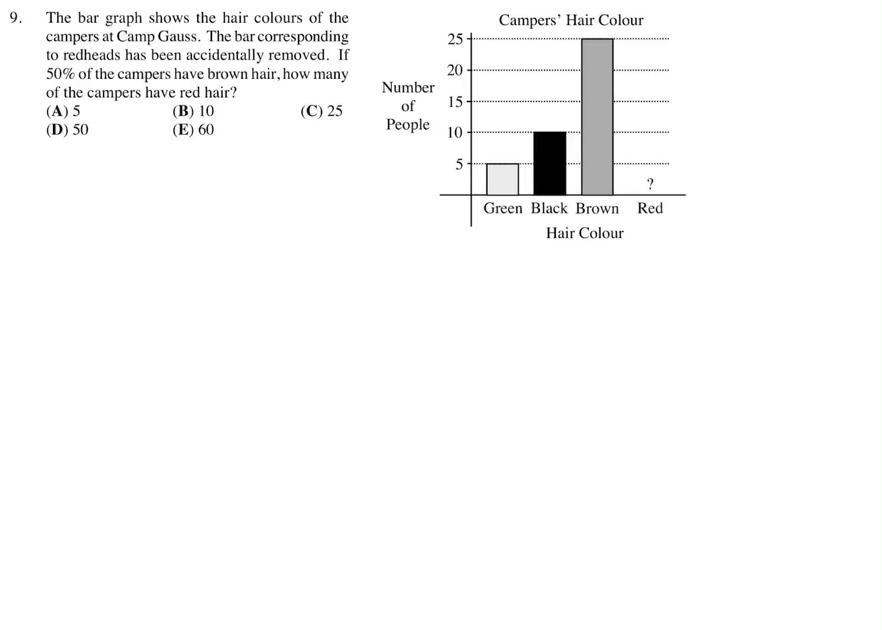The bar graph shows the hair colors of the campers at Camp Gauss. The bar corresponding to redheads has been accidentally removed. If 50% of the campers have brown hair, how many of the campers have red hair? All right, so 50%, so 1/2, have brown hair. And brown is 25, and we have to divide by the total.